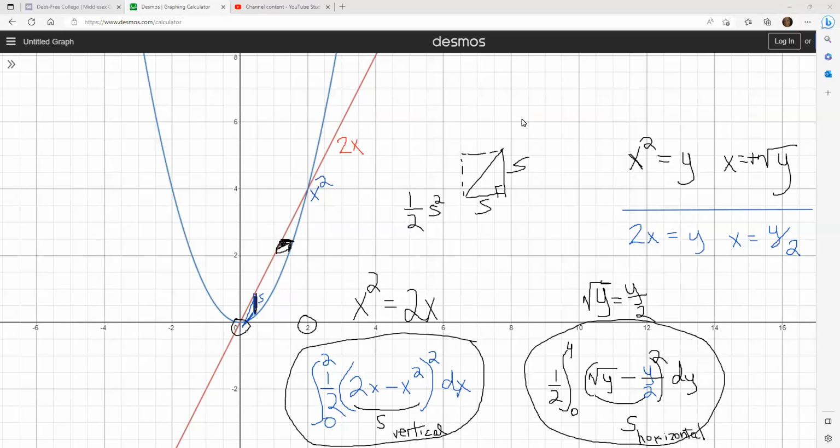We're doing vertical and horizontal cross sections using isosceles right triangles, and we're going to sandwich them between two curves. So here we have the x squared in blue and the 2x line in red. If I am telling you this cross section is perpendicular to the y-axis, that's a horizontal cross section.